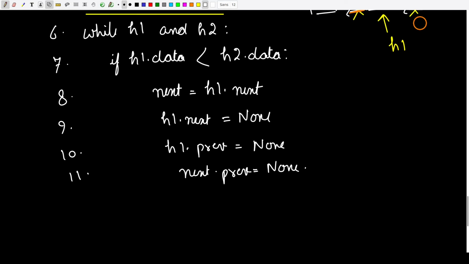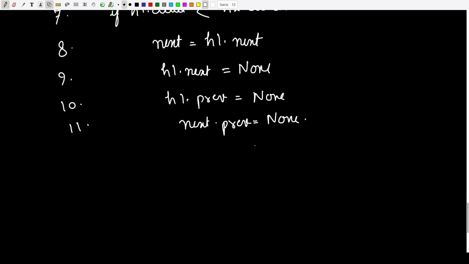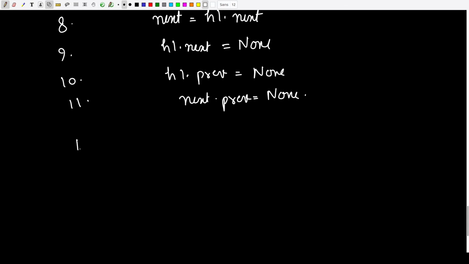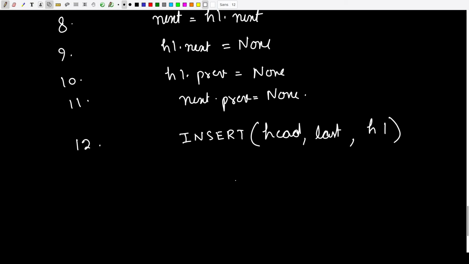And now we would like to insert h1 into the sorted linked list. So let us say we have a function to do so: insert, taking head, last, and the node. Head is the head pointer of the sorted linked list, last is the last pointer of the sorted linked list, and the node which we would like to insert is h1. So this will insert it.